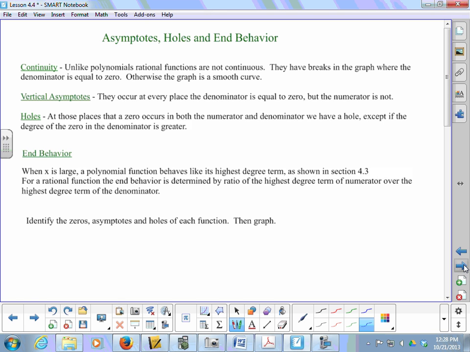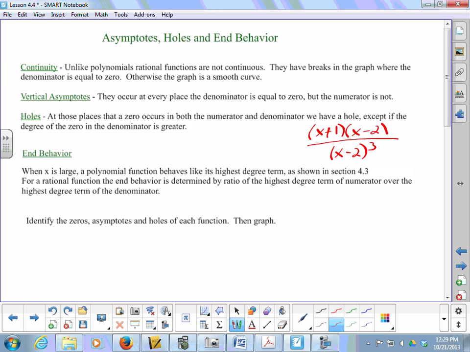Holes: places that a 0 occurs in both the numerator and denominator, we have a hole, except if the degree of the 0 in the denominator is greater. If the degree of the 0 in the denominator is greater, then we have a vertical asymptote. So for instance, if I had this, both the numerator and denominator have x minus 2 in it, but since the degree of the denominator is 3 for that common factor, it's bigger, then I would still have a vertical asymptote here. I would not have a hole.